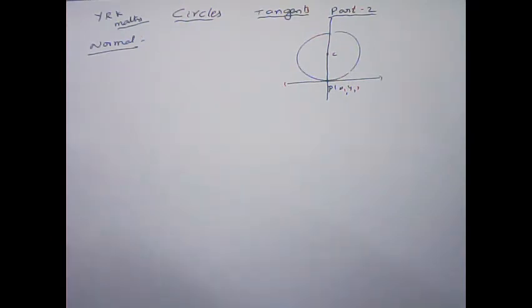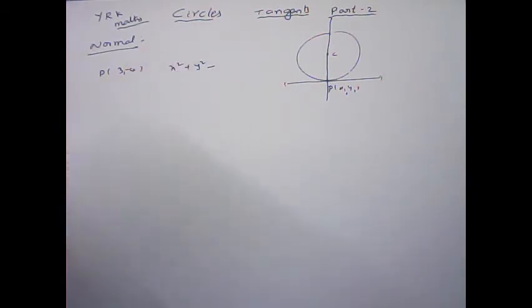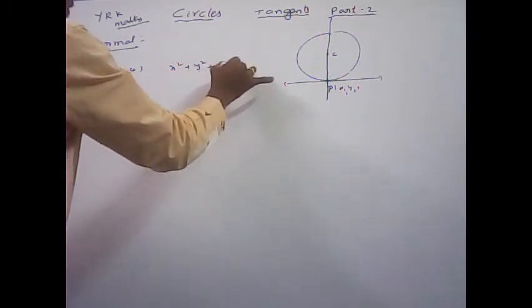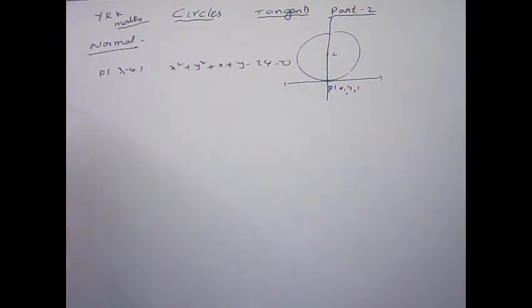Now to find the equation of the normal at (3, minus 4) to the circle x square plus y square plus x plus y minus 24 is equal to 0. This is the circle equation. We want the equation of the normal. That point lies on the circle only. So here, how to get the equation of the normal?